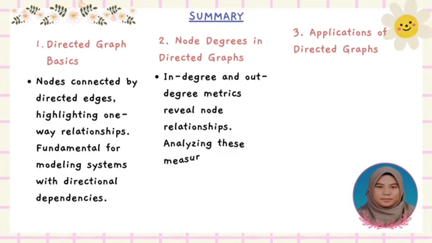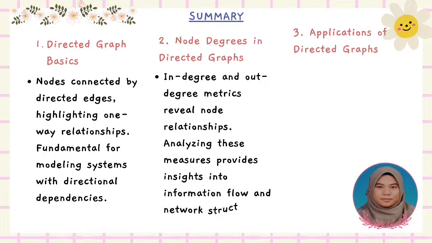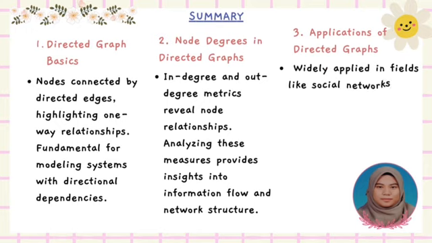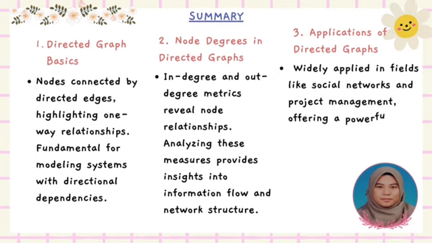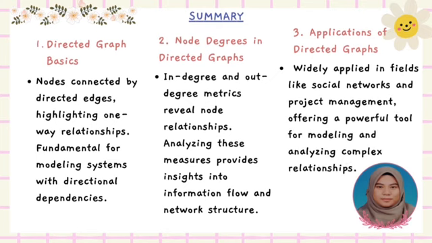The second is node degrees in directed graph. In-degree and out-degree reveal node relationships. Analyzing these measures provides insights into information flow and network structure. The last is applications of directed graph, widely applied in fields like social networks and project management, offering a powerful tool for modeling and analyzing complex relationships.